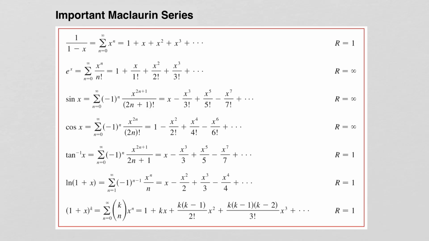So let's talk about some important Maclaurin series. We have, of course, our geometric series, which we should all be very familiar with. We have the functions e to the x, sine of x, and cosine of x, which we derived earlier in this video lesson. We have the Maclaurin series for inverse tangent, which we actually derived in a previous video lesson. Likewise, for the natural log of 1 plus x, we derived this in a previous video lesson. And finally, we have the binomial series, which we just derived a moment ago.